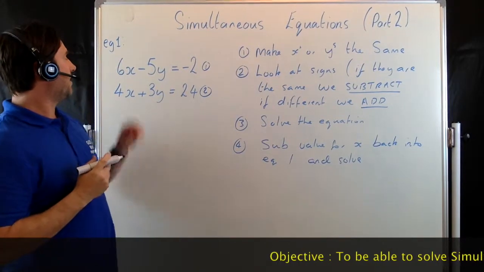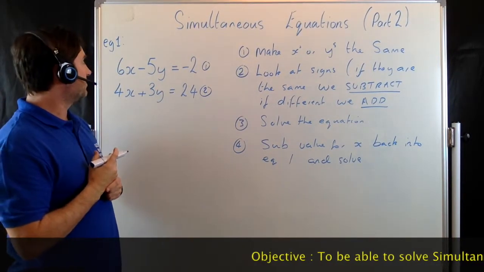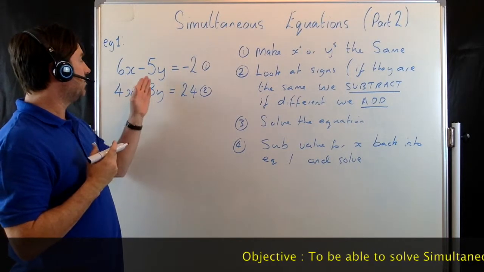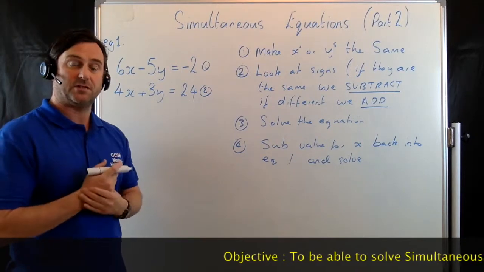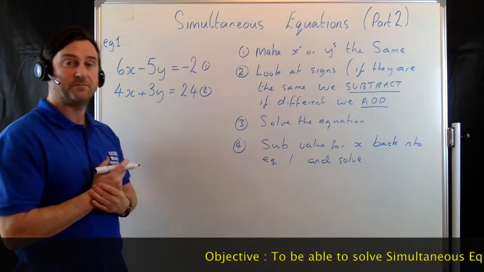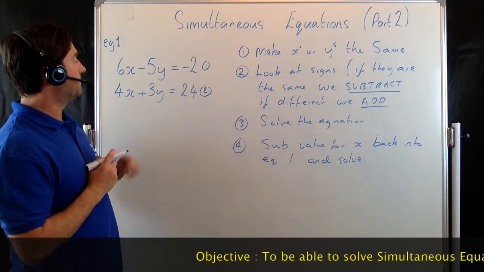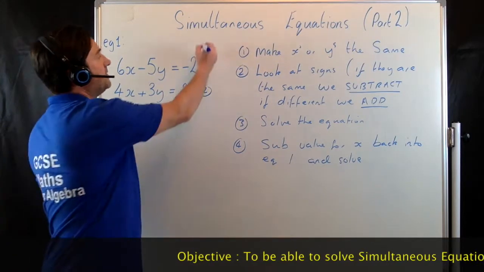We're going to look to make either the x's or the y's the same. Personal preference for me is to make the ones the same that have the opposite signs. I prefer to do it like that because then I can add the equations together afterwards rather than subtract them. So I'm going to make the y's the same. What is a multiple of both 5 and 3? Well, these both go into 15.